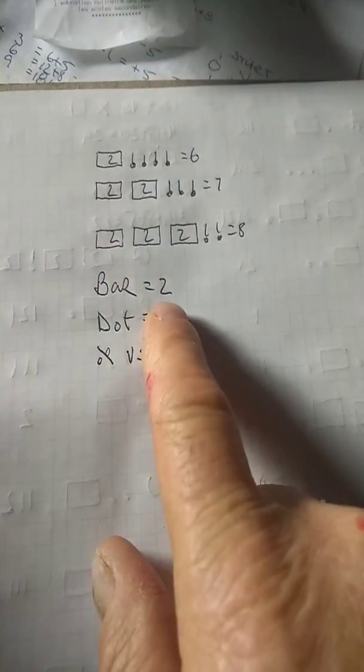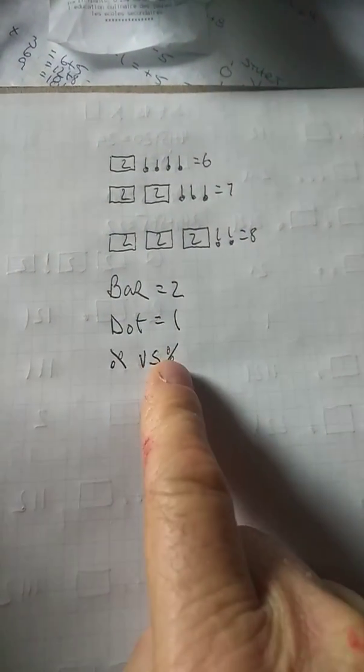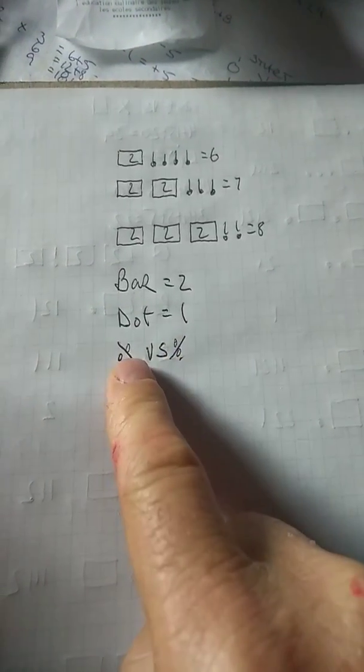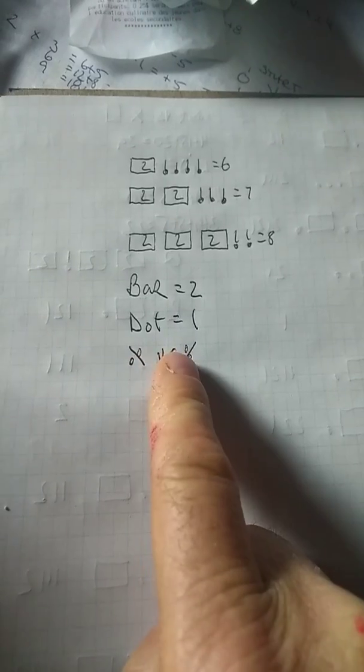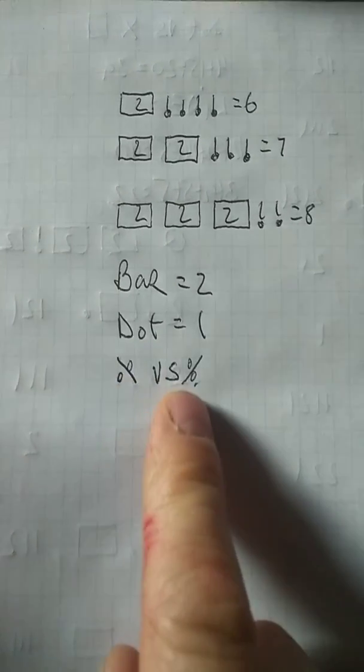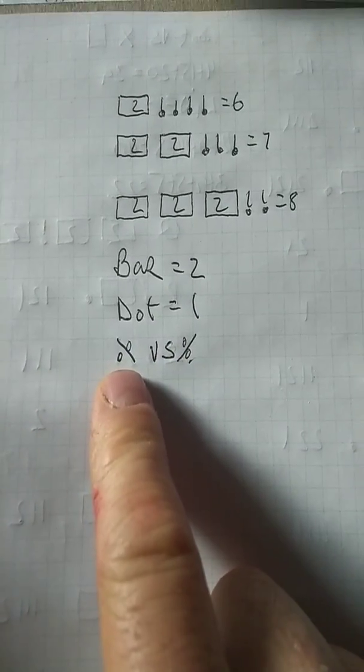Okay, bar 2, dot 1, slice, slice. The percentage sign, the two angles. What are these two angles? One is the mirror of the other. One is accent grave and accent aigu. The other is the percentage sign. This is actually Morse code.